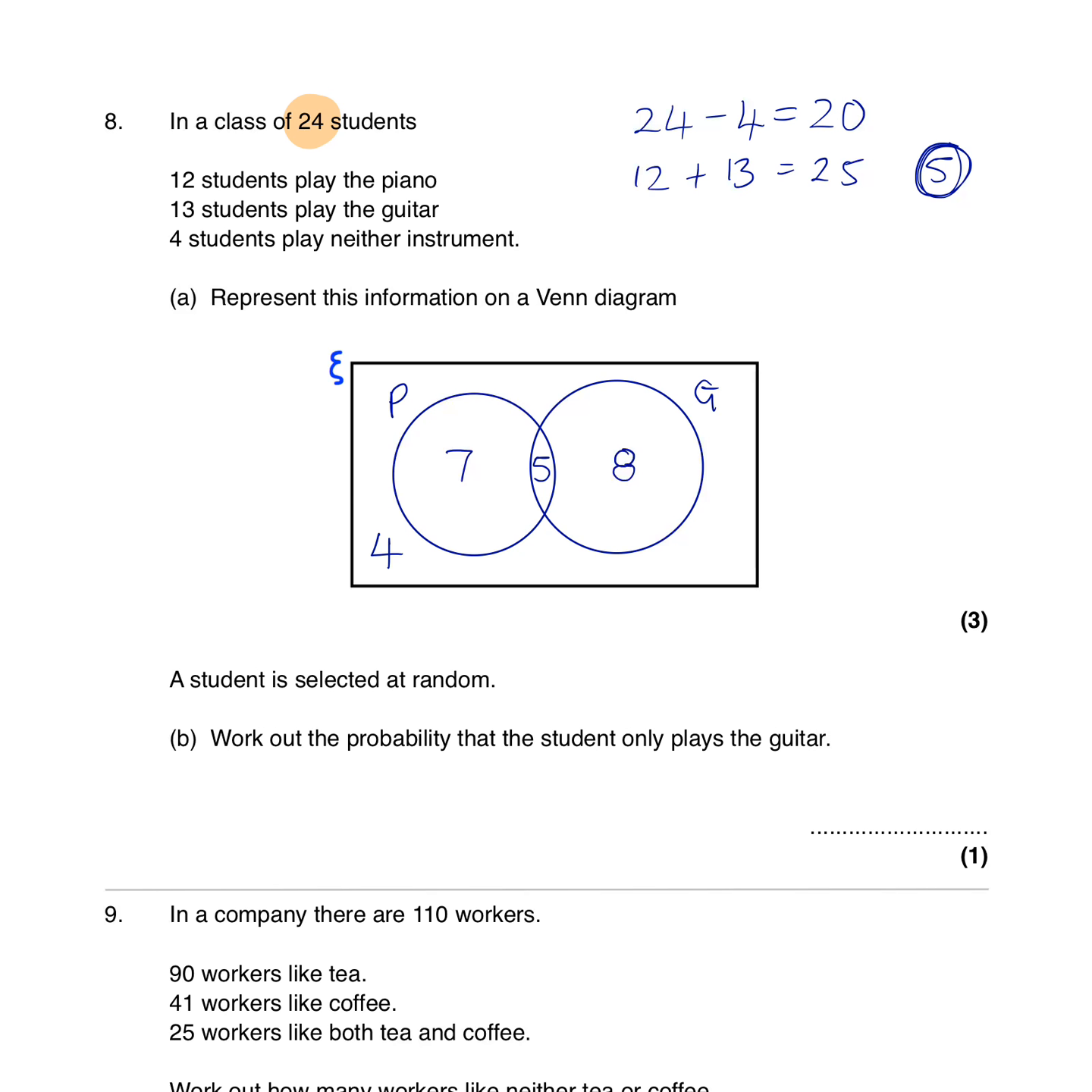Part B, work out the probability that the student only plays the guitar. Well, of all the people in the diagram, these 8 are the ones that only play the guitar. So that would be 8 out of the 24 people in the class.